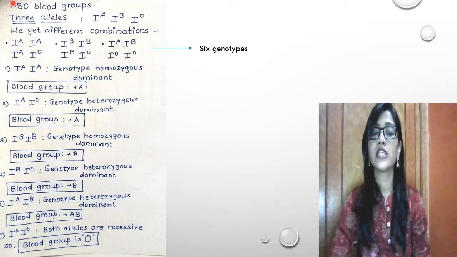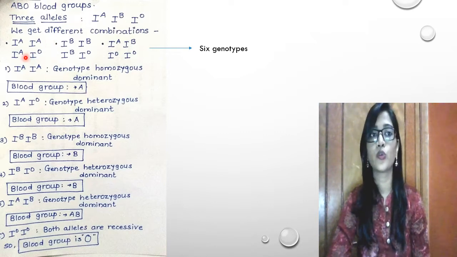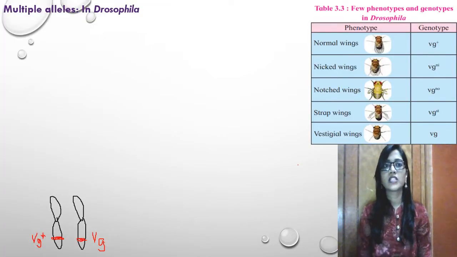Okay, so that is all about the ABO blood group system while talking about multiple allelism. Now, multiple alleles in Drosophila: we are going to study another example of multiple alleles that you can observe here. We are talking about the different phenotypes and genotypes in the case of Drosophila.